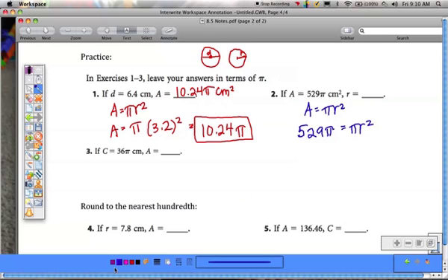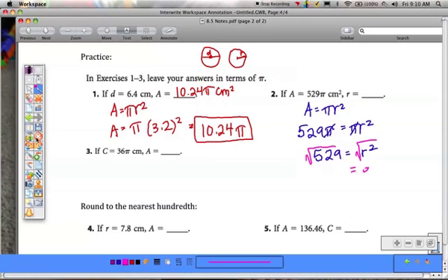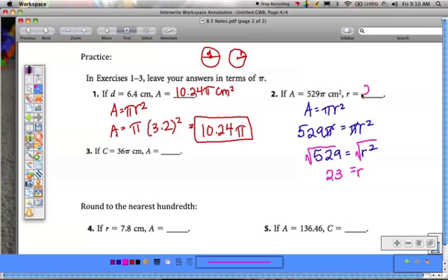Let's solve that for the radius. So first step is we can divide each side by pi, which will cancel the pi's. So we have 529 equals r squared. To get rid of a squared, the opposite of that operation is to take the square root. So we're going to square root each side, and we're going to get the radius is 23. So we have 23 centimeters. It's one-dimensional.